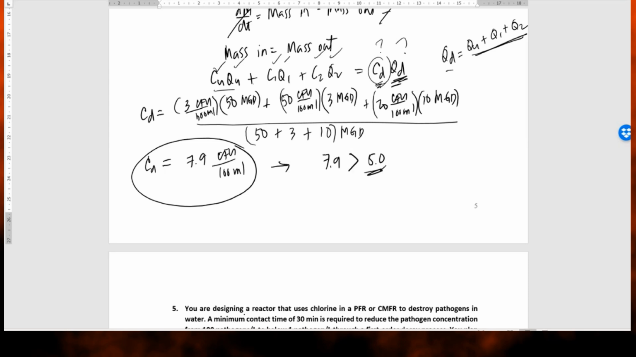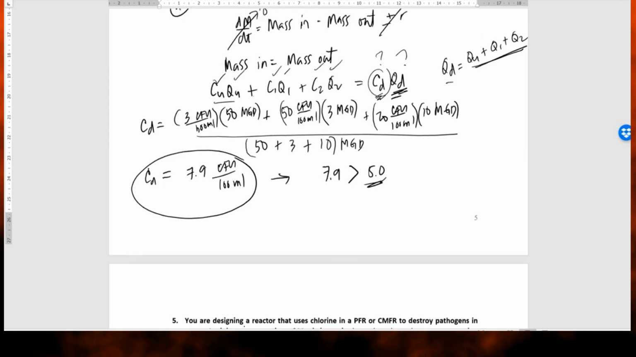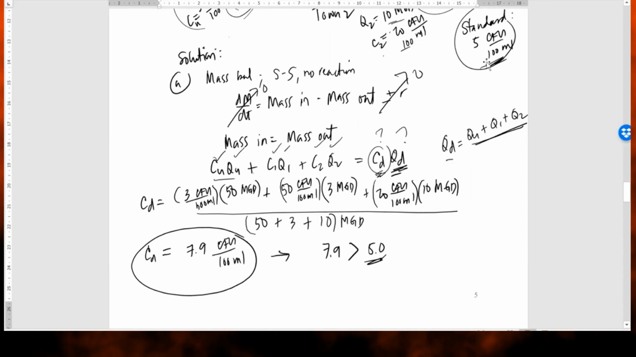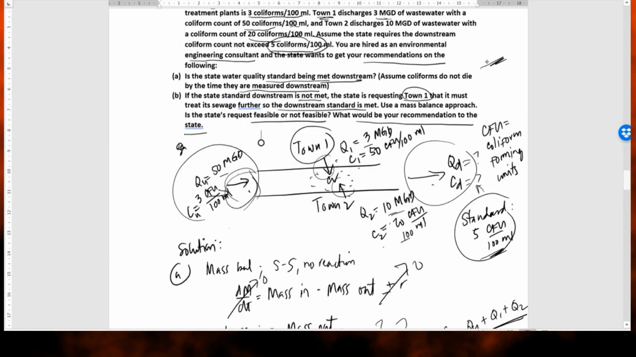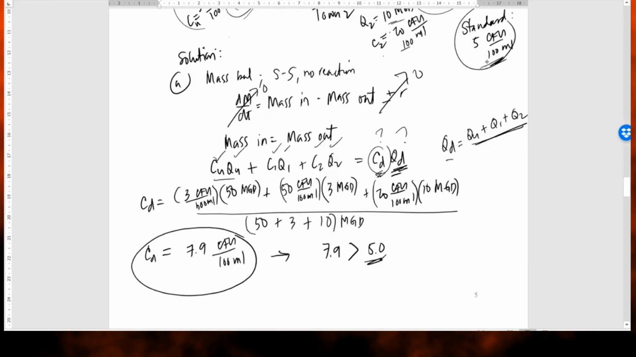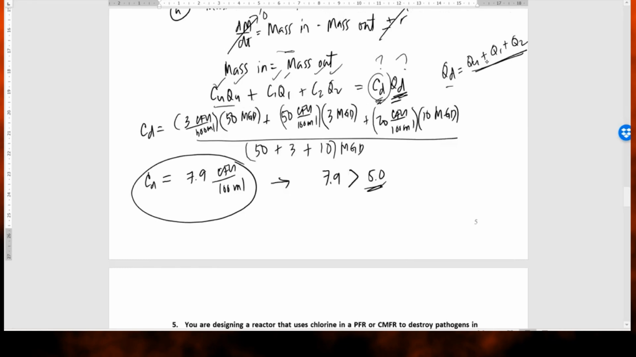5.0 is the standard, right? That was the standard given. Okay, so the standard says it's 5, this one. So it means that this discharge is not good. All right, so it means that it's not meeting quality. Okay, so that's the meaning of that. Limits not being obeyed. Yes, you're right with that one. You're very right with that one.